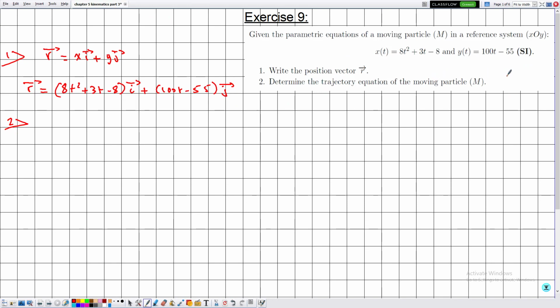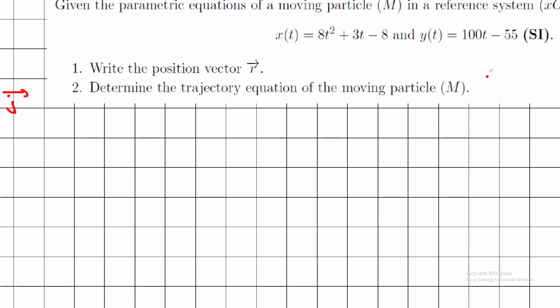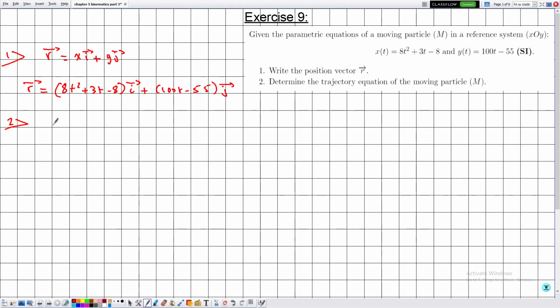Now in number 2 they are telling me to determine the trajectory equation of the moving particle m. The trajectory equation is the actual path followed by the particle, and this is done by determining an equation relating x and y completely and independent of time. In this case, x of t is equal to at squared plus 3t minus 8, and y is equal to 100t minus 55.